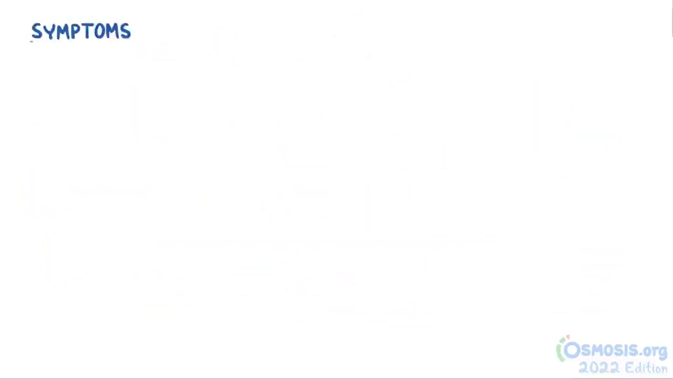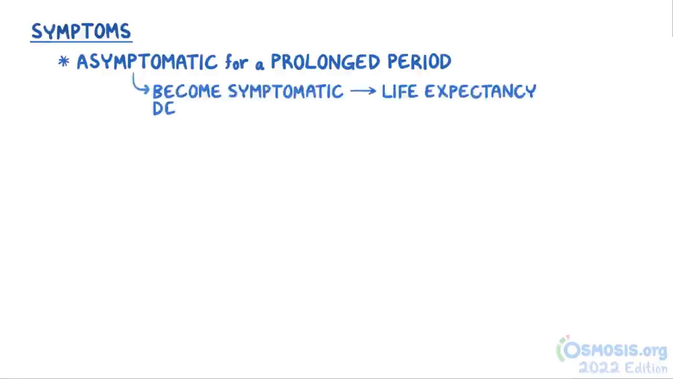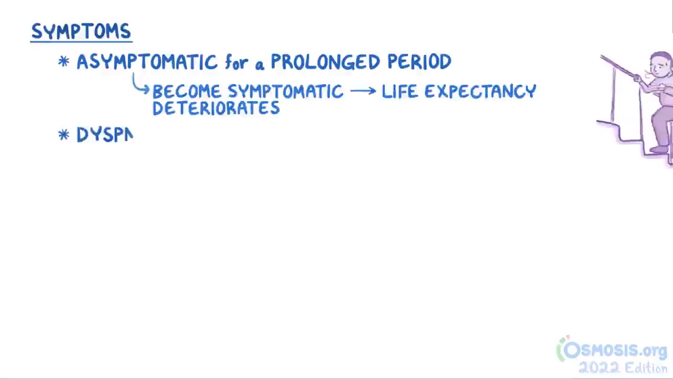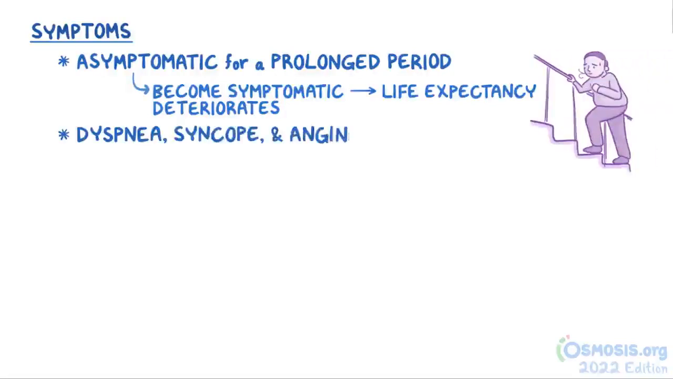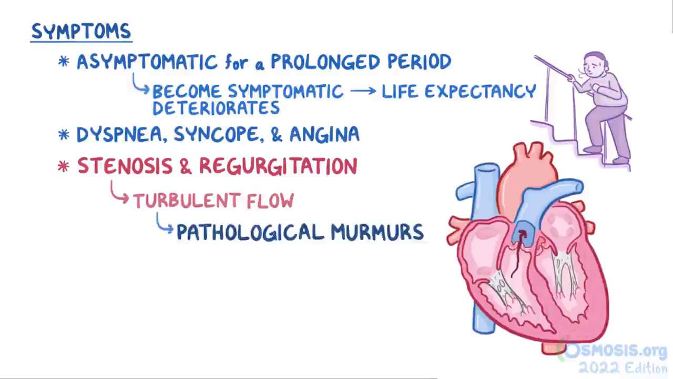Individuals with valvular heart disease are generally asymptomatic for a prolonged period, even for decades, and as soon as they become symptomatic, their life expectancy deteriorates very quickly. The main symptoms are dyspnea, syncope, and angina. Both stenosis and regurgitation lead to turbulent flow when blood flows across the affected valve, which produces heart sounds called pathologic murmurs that are loud enough to be heard upon auscultation with a stethoscope.